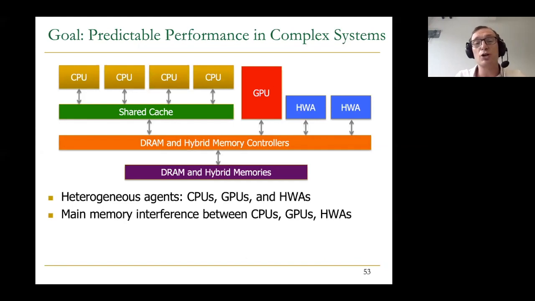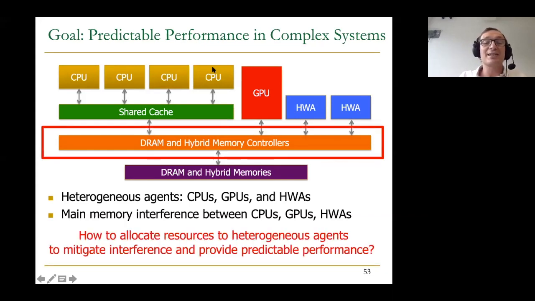Okay, this problem is getting worse a lot. Something like my cell phone, for example, looks like this, and even worse, in the sense that we have heterogeneous agents: CPUs, GPUs, hardware accelerators. We have heterogeneous memories, and they're going to become even more heterogeneous. And there's main memory interference between all pairs of them, or not just pairs, but all choose n of these.